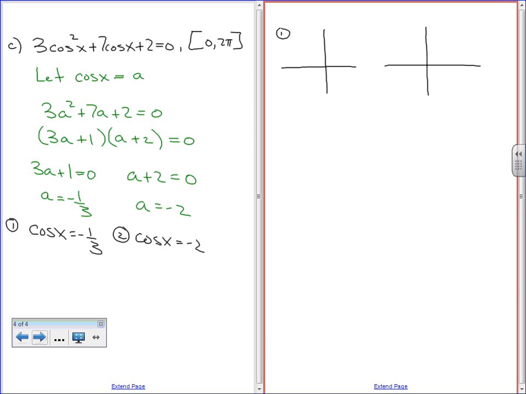Draw the terminal arms in the proper location. Cosine is negative in quadrant 2. Cosine is negative in quadrant 3. Figure out the size of your related angle. So again, 3 is not a side in my special triangle, so I have to use my calculator.